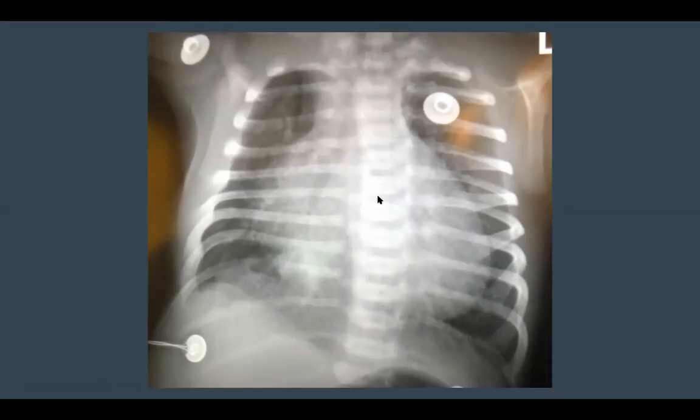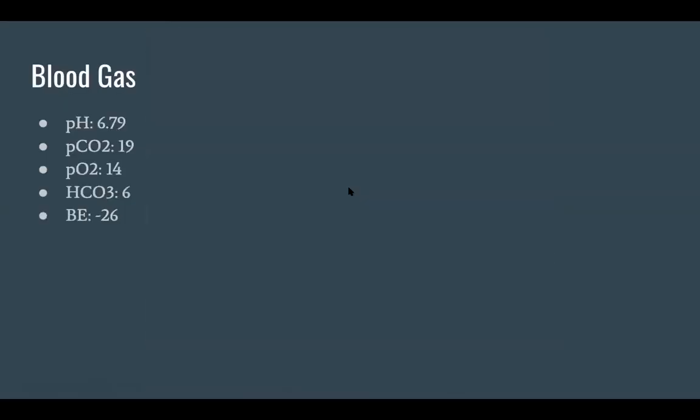And the other thing to look at is this baby's on 7 liters. If you look at the lungs, you can see the lung tissue kind of bulging between the ribs. So that's a lot of flow for this baby. So this was our blood gas. We had a pH of 6.79, CO2 of 19, O2 of 14, bicarb of 6, and a base deficit of minus 26. So this is severe, severe, severe metabolic acidosis.